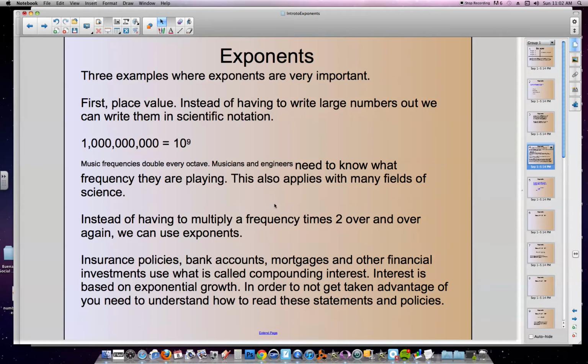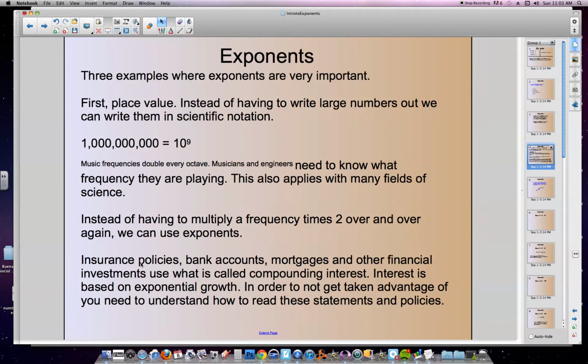Another example, music, and there's actually a lot of things that sort of double, which is times 2 over and over again, so we're multiplying over and over again. In music, octaves double. So if we go from one A to another A, we've doubled in frequency. And so we can simplify the process of understanding the notes that we're playing by using exponents. Scientists talk about cells multiplying, or, if you've ever heard anything about radioactive material, its radioactivity divides by 2 every time. And so that's another example of when we're just multiplying over and over again.